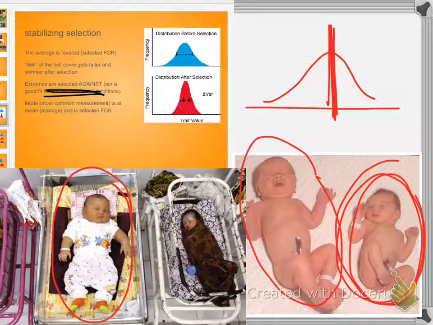Really, really tiny full-term humans have some sets of problems that larger full-term humans don't. They have a harder time controlling their body temperature. Sometimes there are some digestive issues. Sometimes there are some muscle tone issues.